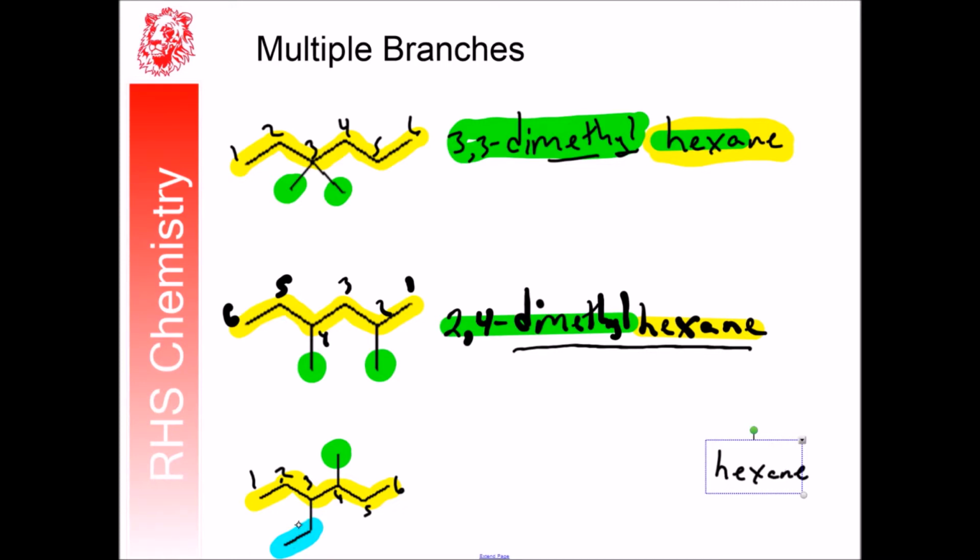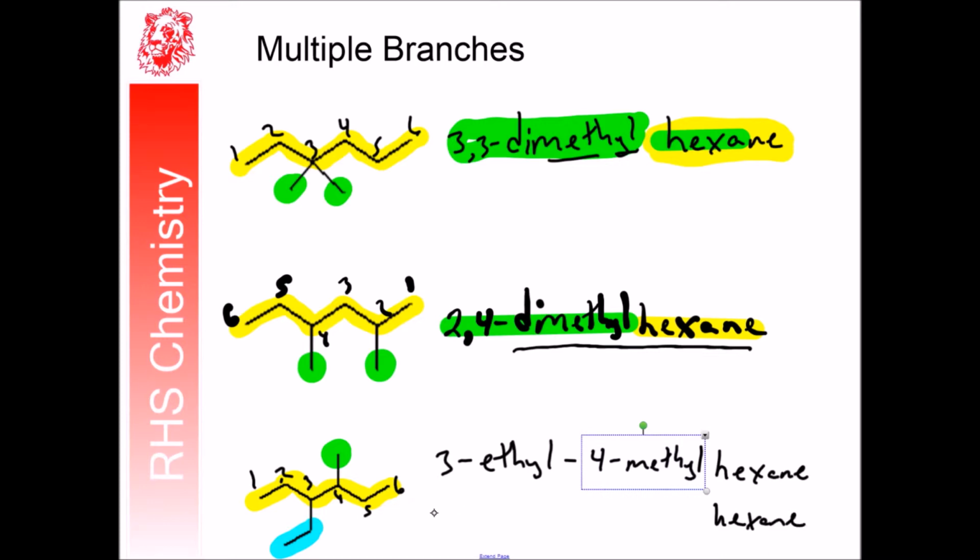Now, off of carbon number 3, we have an ethyl group. So 3-ethyl. And off of carbon number 4, we have 4-methyl. So there's one option. The other option is to do it this way. This is a hexane. Could I call it 4-methyl? Start with the smallest one.